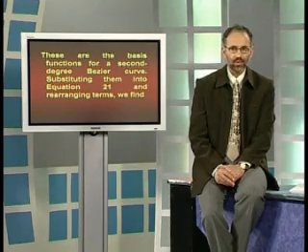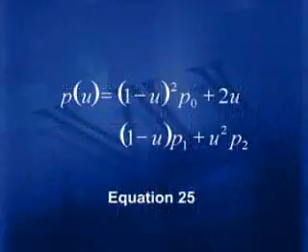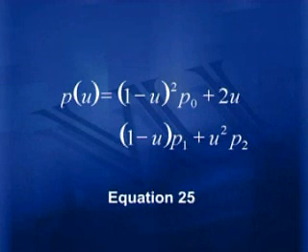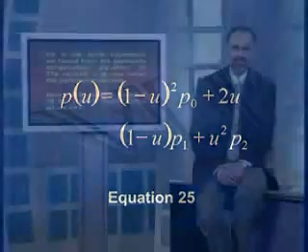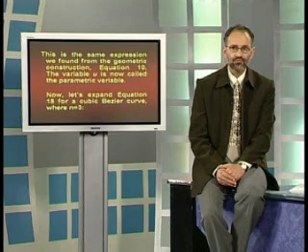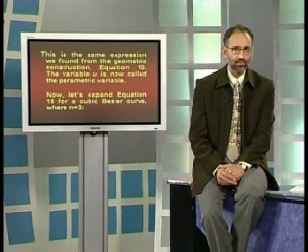Substituting them into equation number 21 and rearranging terms, we find that we can write P of u equals (1 minus u) squared P0 plus 2u times (1 minus u) times P1 plus u squared times P2. Let it be equation number 25. Now this is the same expression as we found from the geometric construction, equation number 10. The variable u is now called the parametric variable.